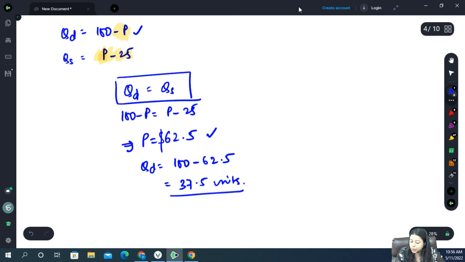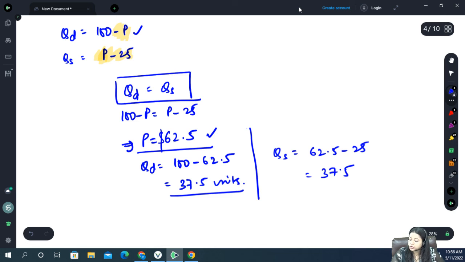So basically, at price 62.5, the units sold and demanded, and you can also calculate QS, it will be the same, 37.5. So quantity supplied and quantity demanded are equal at price 62.5. So this is my equilibrium price and equilibrium quantity.